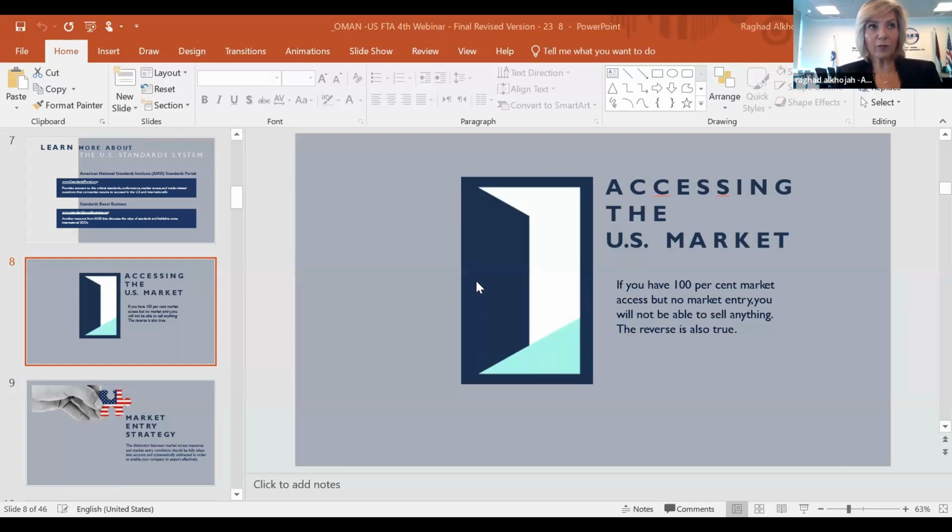I have Sulaf with me, and I think Sulaf can help us in addressing the slide situation. Sulaf, can we have only the slides showing? Excellent. Actually, we're still on accessing the US market. So I think when you tried to fix it, it froze the screen. So it's still the door.